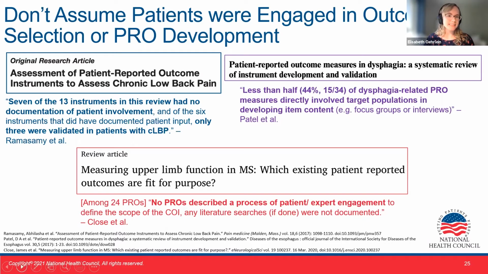And then we also see down here, this is in upper limb function and MS. Actually, no PROs described a process of patient or expert engagement to define the scope of the concept of interest, which means the outcomes that they were going to be looking at. And so these are just a couple of examples. There's many more that show that many of the PROs that are out there that have been used in past research really aren't having evidence that patients were involved in their development. Next slide, please.